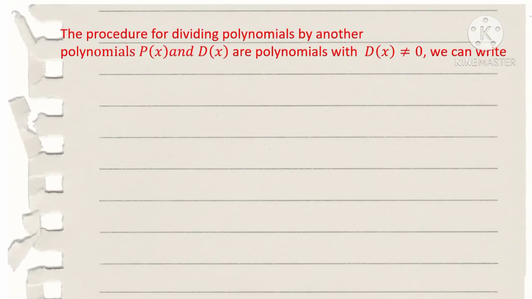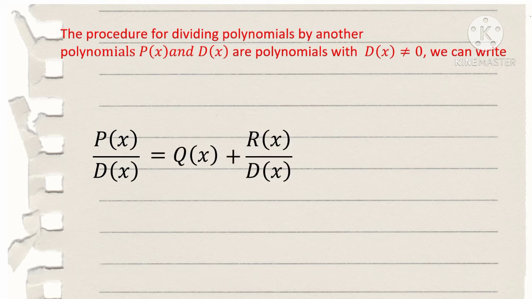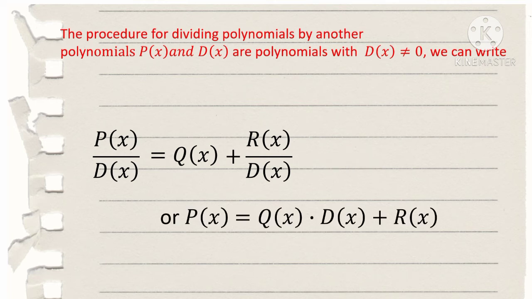The procedure for dividing polynomials by another polynomial: p of x and d of x are polynomials with d of x not equal to 0. So we can write p of x over d of x equal to q of x plus r of x over d of x. Remember, p of x is the dividend, d of x is the divisor, q of x is your quotient, r of x is your remainder. Or we can also write that p of x is equal to q of x times d of x plus r of x. So, mao na siya ang standard form para masulat nato ang final answer.